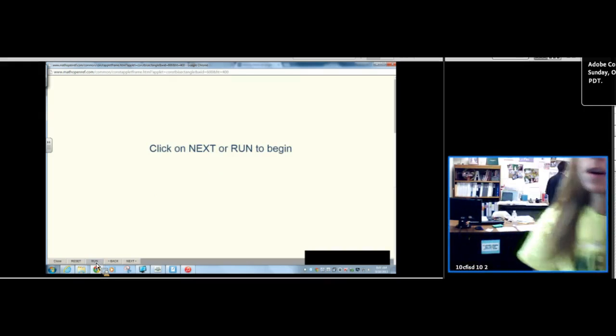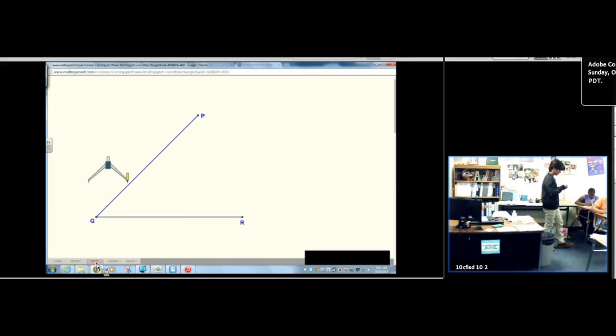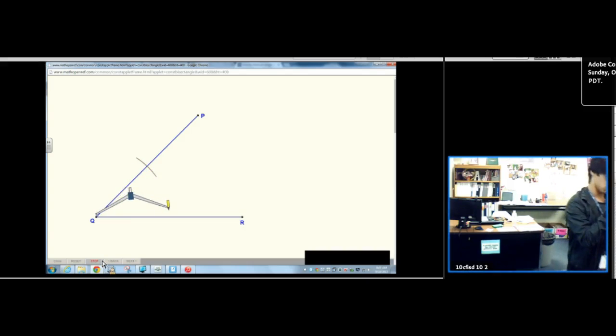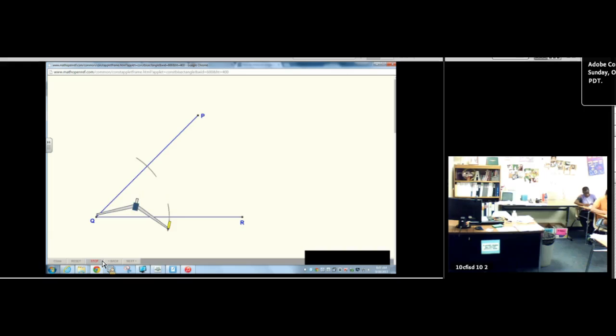Sorry guys, I thought it was on auto repeat. Here we go, again. So no matter how long you get, right, you can open your compass however long you like, but you keep it at that same setting the whole time.